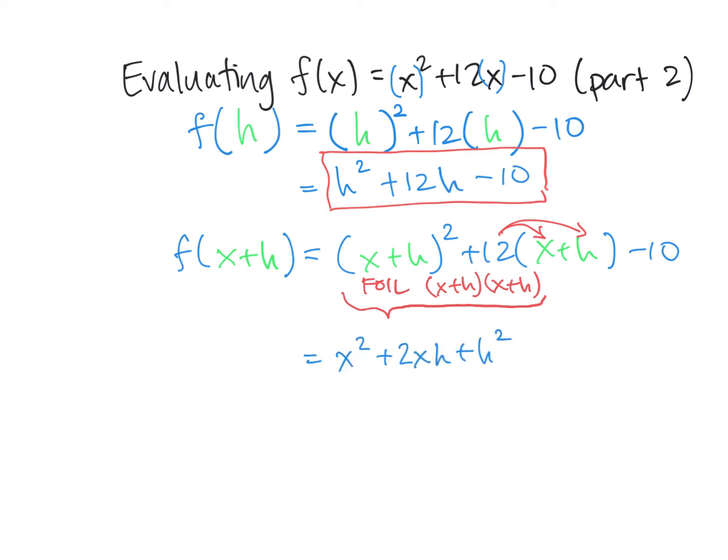Okay, so hopefully you got x squared plus 2xh plus h squared when you finished multiplying x plus h times x plus h. If you didn't, go with me on this for now. I want to finish simplifying this problem, and when we're done with this, on the next slide, I'll demonstrate how I got x squared plus 2xh plus h squared.